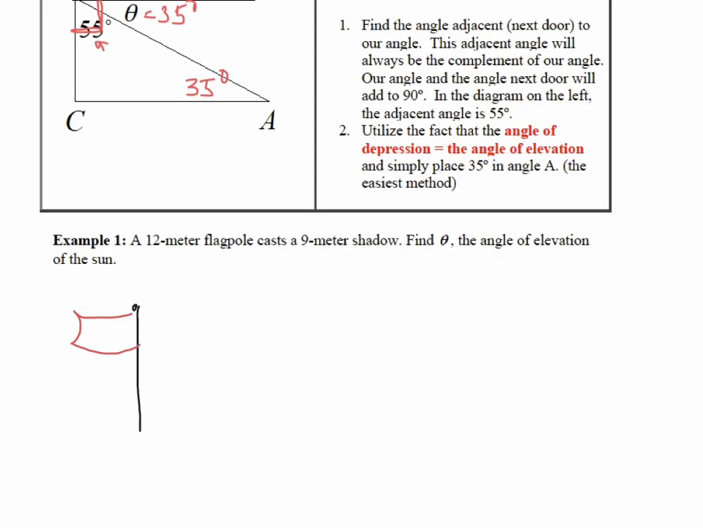That flagpole is 12 meters, so I'm going to label it a 12-meter flagpole. That thing is 12 meters tall. It casts a 9-meter shadow. Friends, shadows are on the ground. So we have a 9-meter shadow. That seems like something that wouldn't need to be stated, but you would be surprised where people draw shadows sometimes. They'll draw them as a hypotenuse. I don't know shadows that necessarily do that. So you have a 12-meter flagpole and a 9-meter shadow.